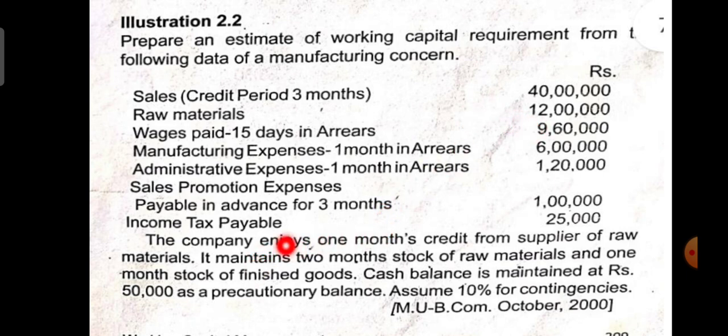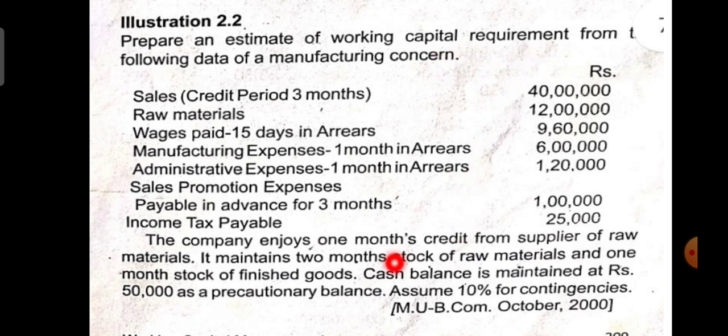It maintains 2 months stock of raw materials and 1 month stock of finished goods. Stock of raw materials here, so under inventory raw materials you are writing 12 lakh into 1 by 12. But finished goods, how you are calculating finished goods? Finished goods are valued on the basis of cost of production. So here in this problem, first we need to calculate cost sheet to calculate cost of production and cost of sales. Then we will be moving to preparation of working capital requirement statement.